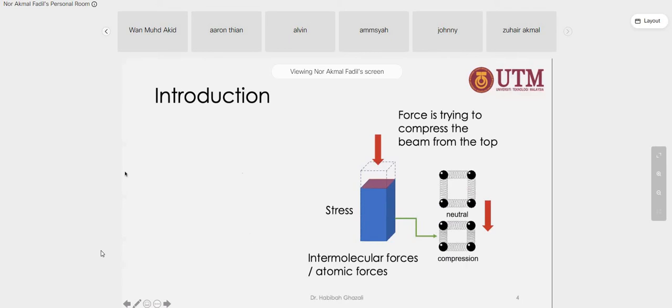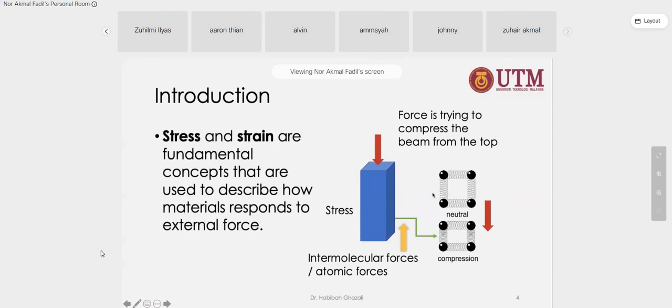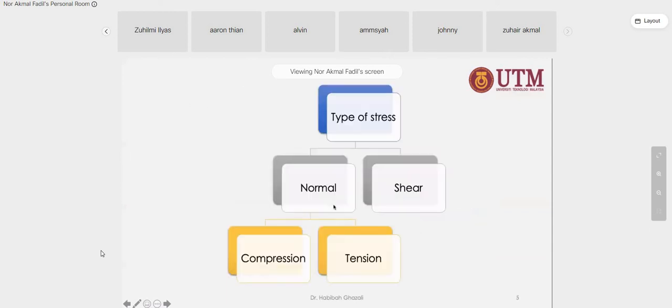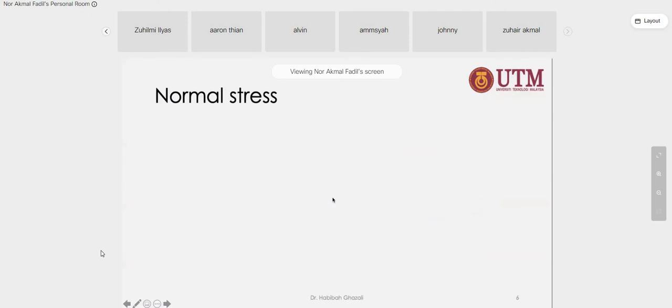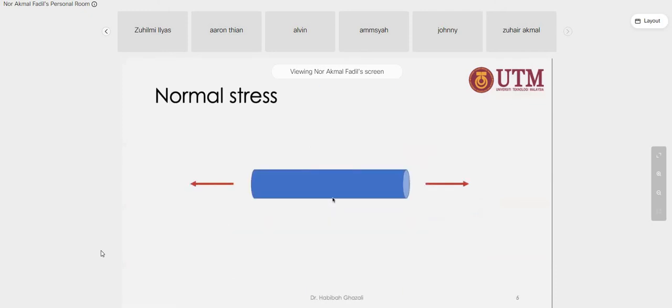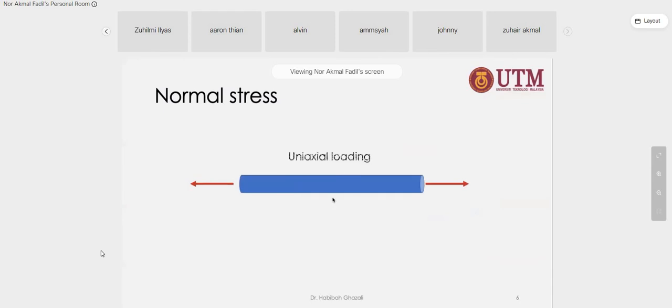The intermolecular force are fundamental concepts that are used to describe how material responds to the external force. The types of stress are normal stress and shear stress. For the normal stress, let's say you give a load in this direction, uniaxial load.